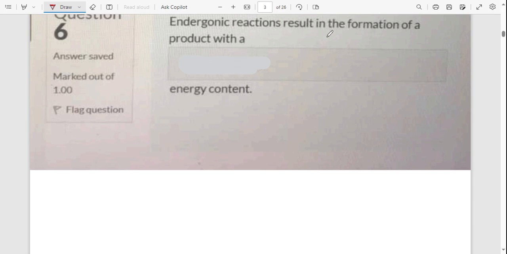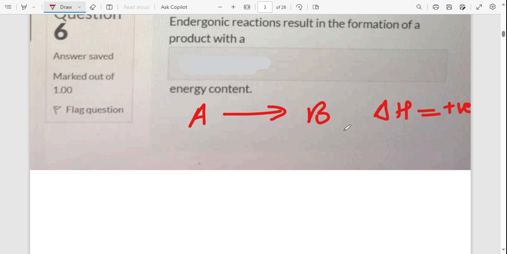Endergonic reactions result in the formation of a product with a dash NH content. Now, if you hear that a reaction is endergonic, say you are having A going into B, it means that its change in energy is positive. That is endergonic. That reaction absorbs energy.